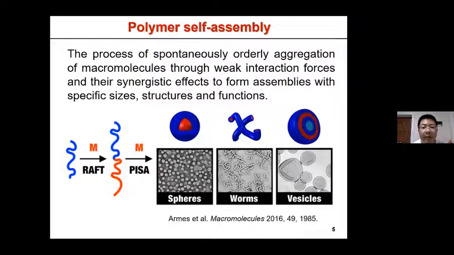Polymer self-assembly is defined as the process of spontaneously ordered aggregation of macromolecules through weak interaction forces and their synergistic effects to form assemblies with specific sizes, structures, and functions. As shown in the schematic illustration, linear polymers can self-assemble into spheres, worms, or vesicles by different methods, such as the solvent switch method and the solvothermal method.